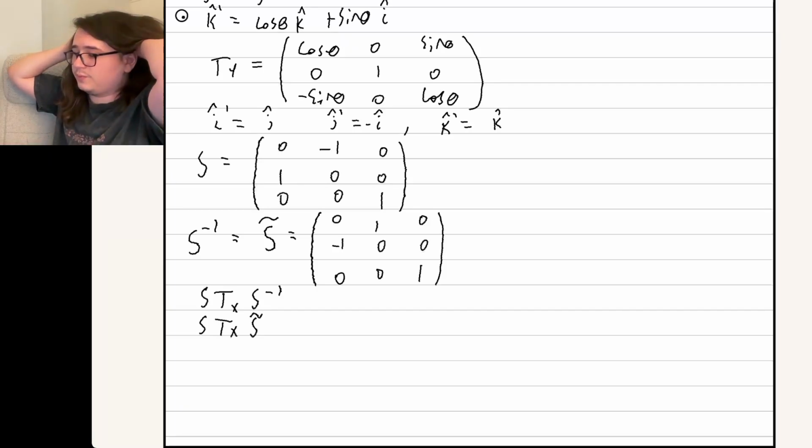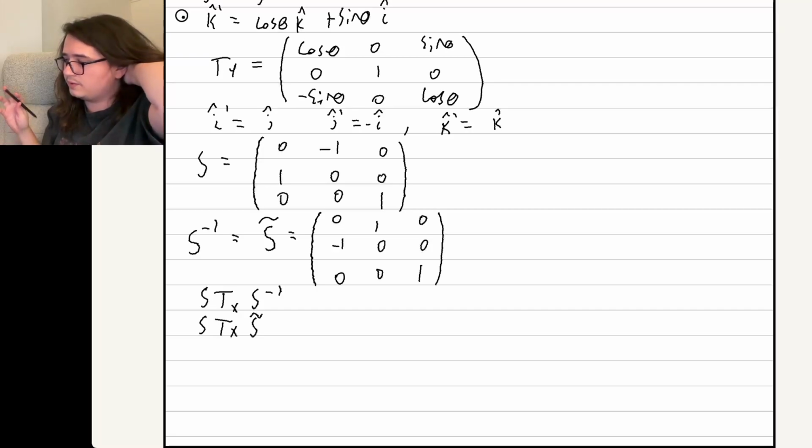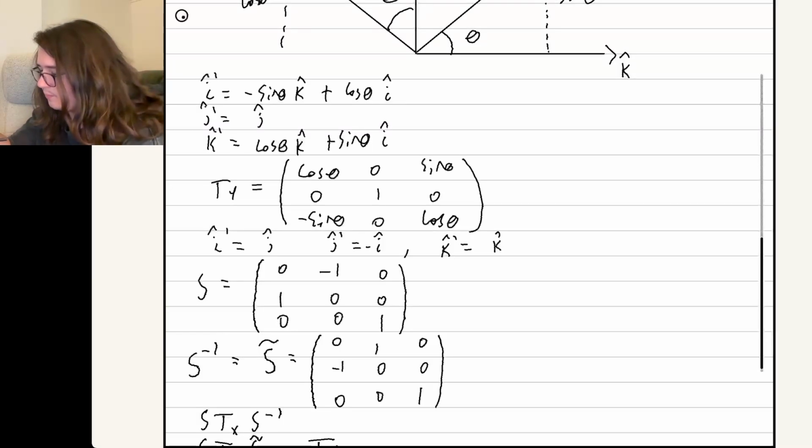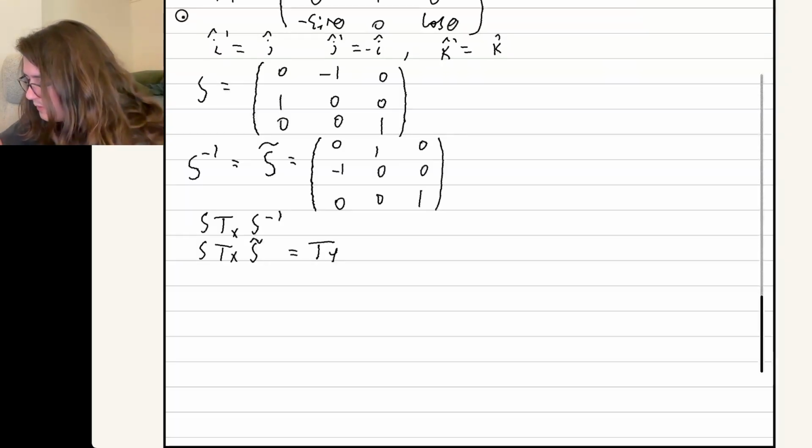So what's going to happen first is you take whatever basis you have, you look down the k hat direction, and you rotate 90 degrees clockwise. Then T sub x happens, which we know is going to look down the i hat direction and rotate with some angle theta. And then you do S again. This time you rotate 90 degrees counterclockwise with respect to k hat. So it should just be equal to a rotation of said angle theta around the j hat unit vector. And we can test this.